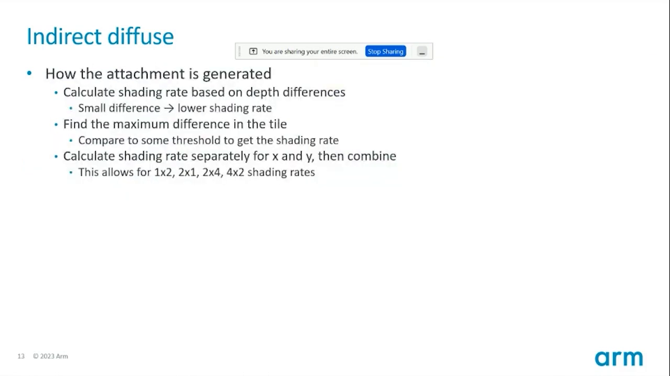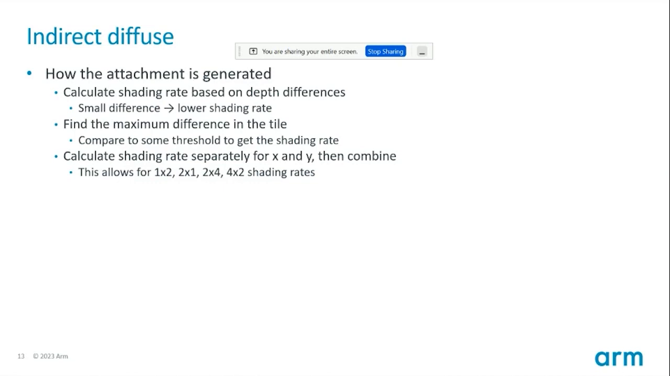So we're going to generate the shading rate attachment to use for this pass, and we will calculate it based on these depth differences. So essentially, we can use a lower shading rate everywhere except where there is a depth discontinuity. There we have to maintain quality. So if there's a small difference, then we can use a low shading rate. Otherwise, we have to fall back to a higher shading rate. To find what shading rate to use for a tile, we just have to look at the depth buffer for the entire tile, find the maximum difference in depth, compare it to some threshold, and if we deem it small enough, then we can use a lower shading rate.